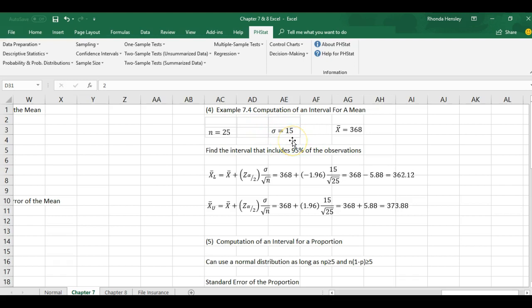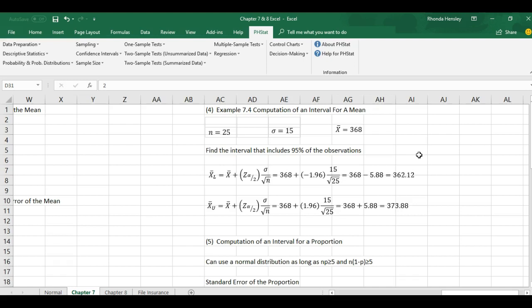Standard deviation of 15. We're back to the first example, and the 368. I don't know why he keeps changing it in the book, but he does. So the interval that includes 95% of the observations, we're going to assume that we use a normal distribution here, because that's all he does in this chapter. So you would need to find the z-score for 1/2 of the 95%.